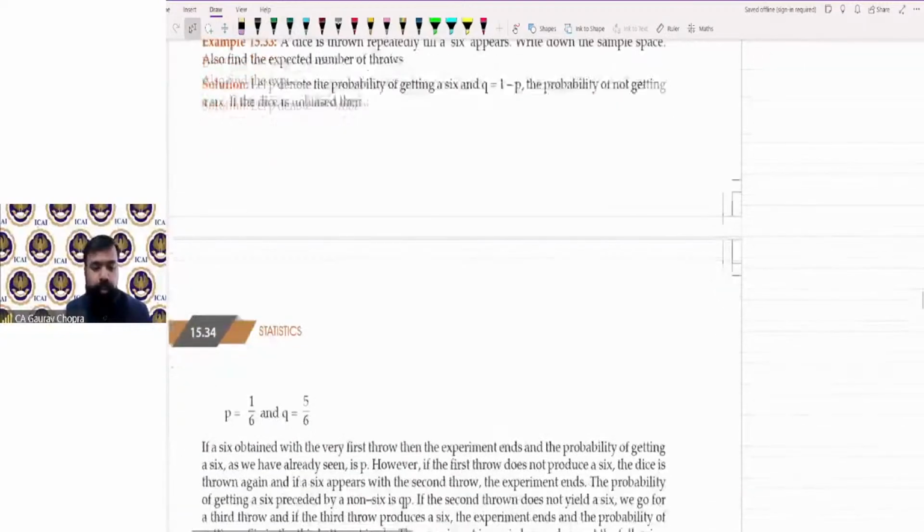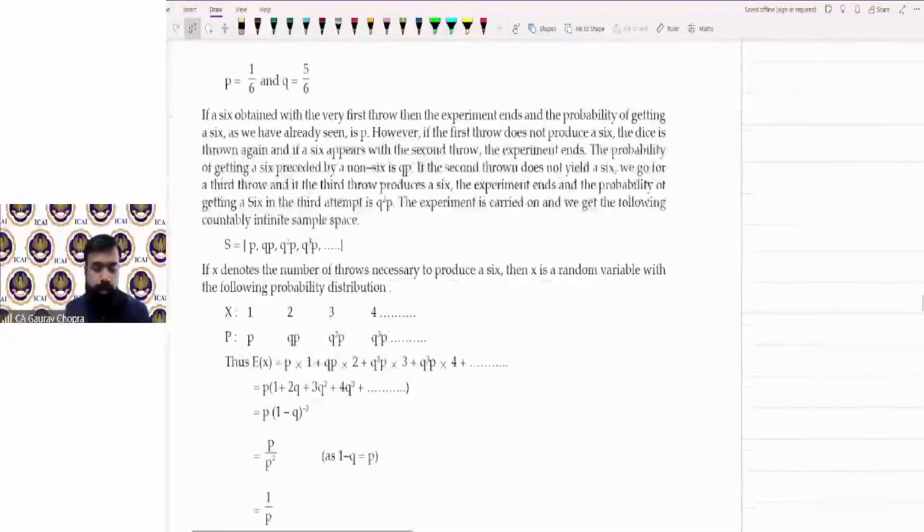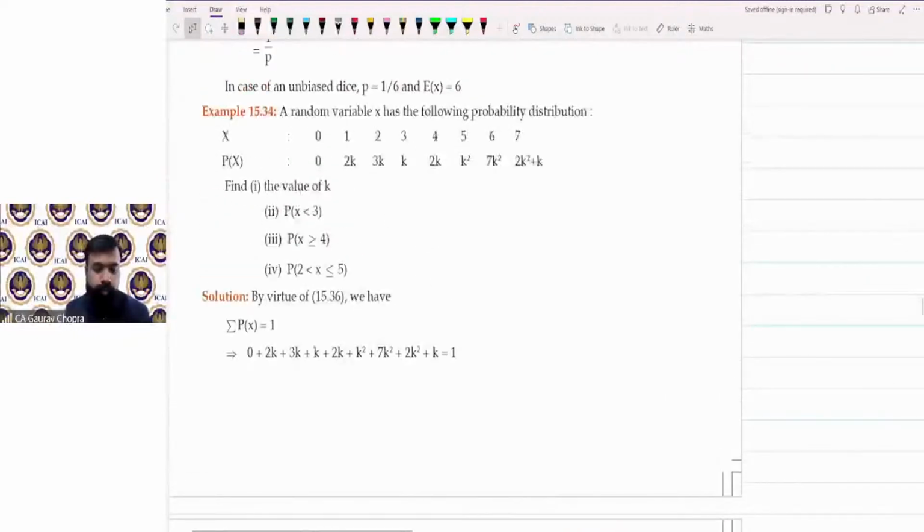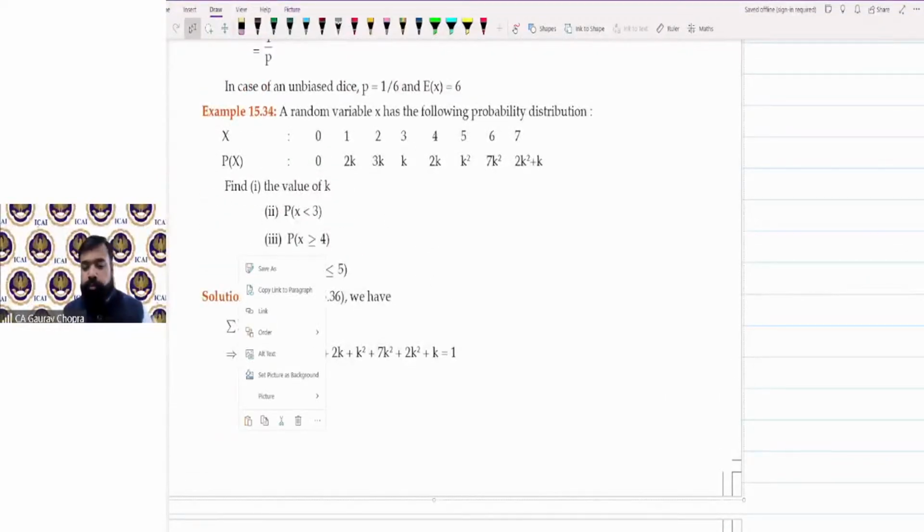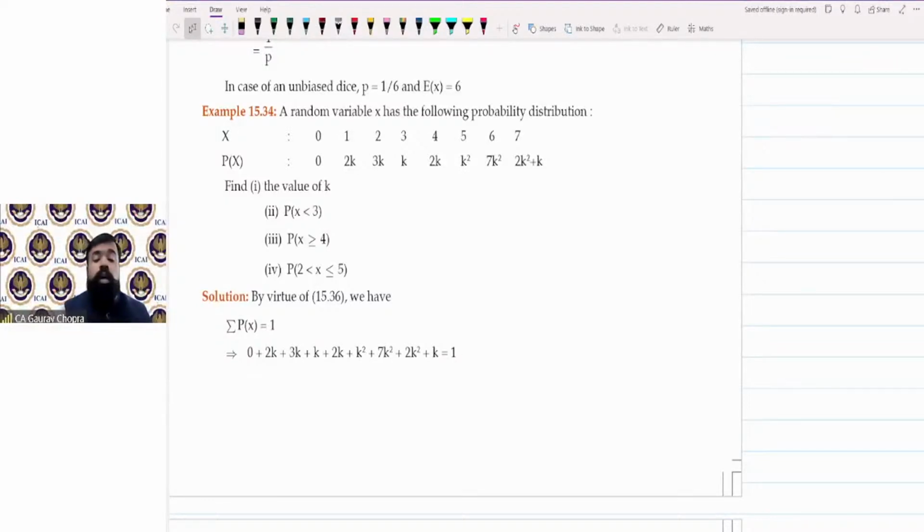Then let's try some more. So let's take question number 34. A random variable x has the following distribution, and find out the value of k. This is the first question.